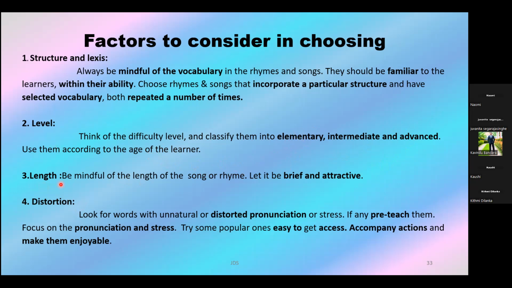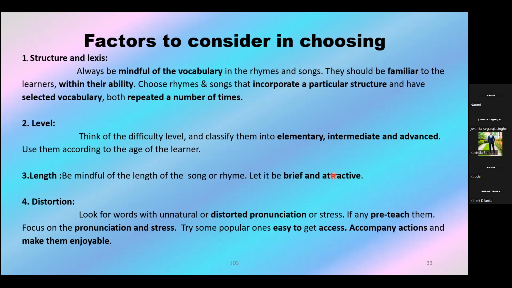Then comes the length. Now, this is not a music lesson for us to give very lengthy songs and make them memorize and sing and all, right? We are not testing their memory. The purpose is to develop the language. Therefore, go in for brief and attractive songs. Songs which are brief, mostly with attractive melodies or tunes, right? So those kind of songs will get registered in the learner's mind.